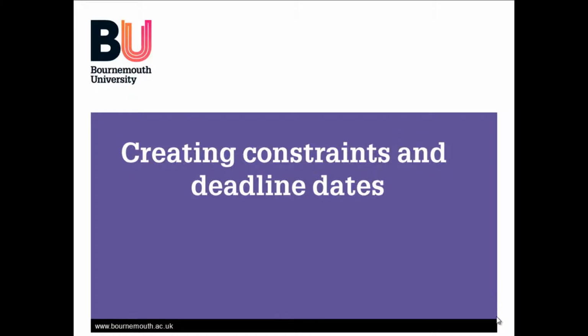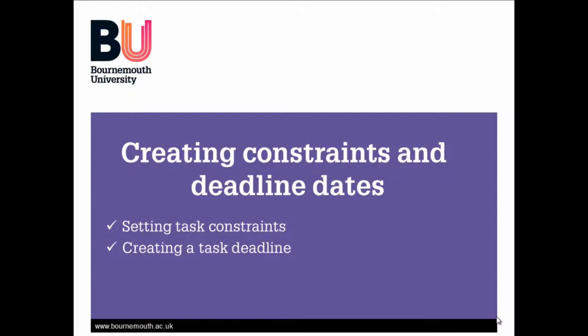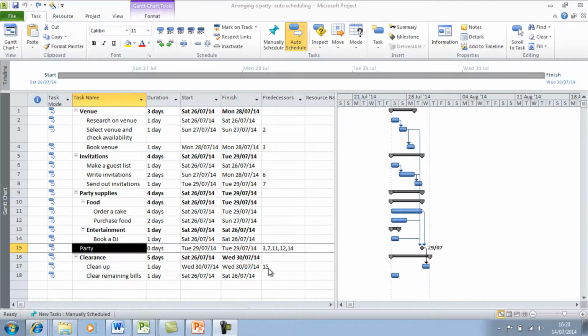In the following video, we'll be looking at creating constraints and deadline dates. We'll be looking at setting task constraints, as well as creating a task deadline. In Microsoft Project, when using automatic scheduling, you can set a task constraint which is used to constrict the start and finish dates of tasks.